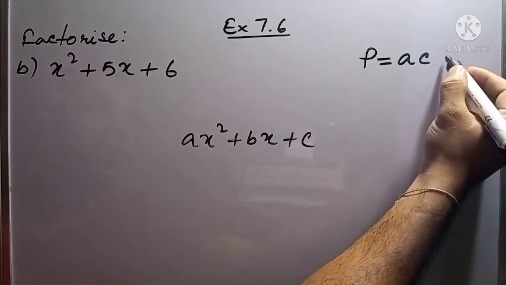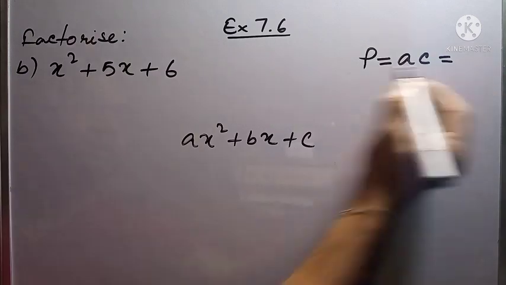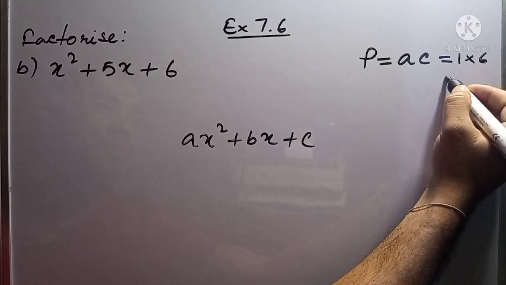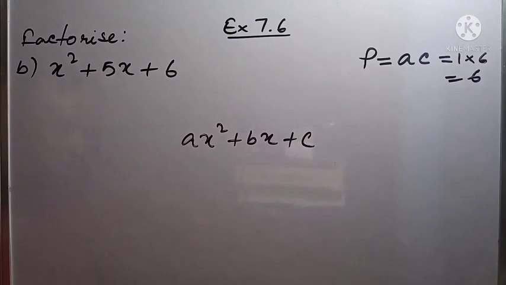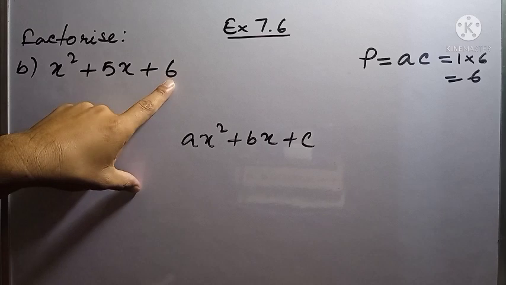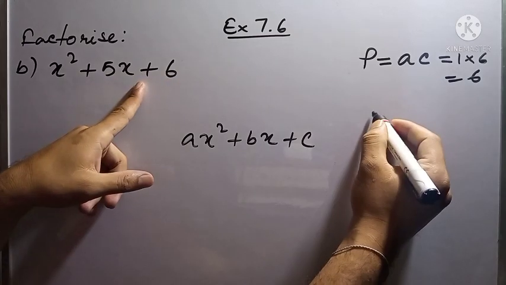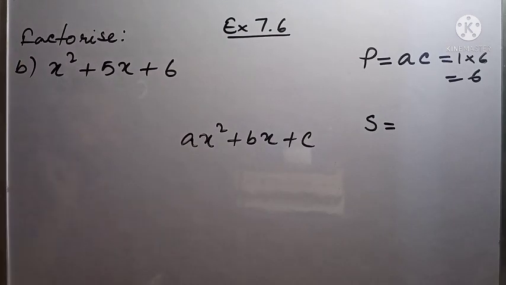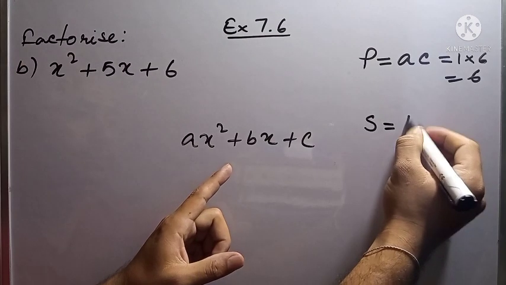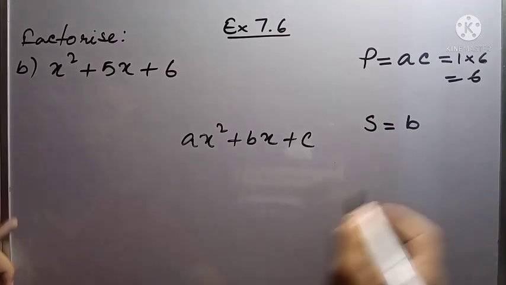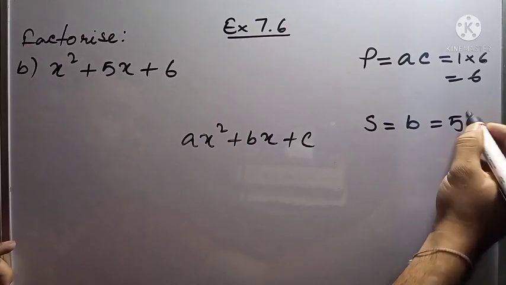Okay. What is A here? A means 1. So 1 into, what is C here? 6. 1 into 6 means I'm sure we'll be getting 6. Okay. So next, what is the sign of this constant term? This is plus. So plus means I'll write here S. S means sum. Sum will be given by what? Don't forget, this will be given by B. What is B here? B means 5. So I'll write here equal to 5.